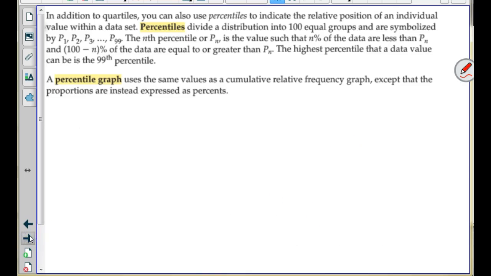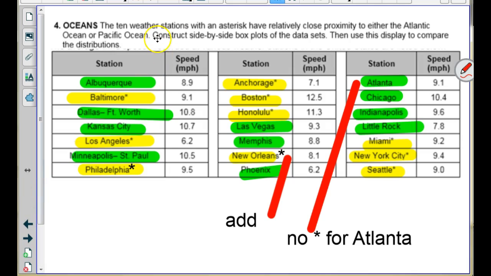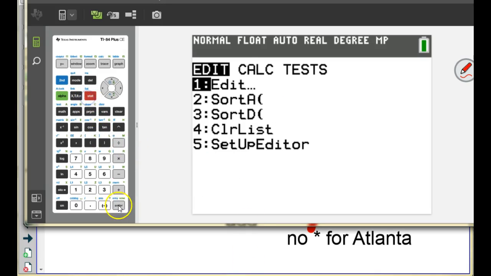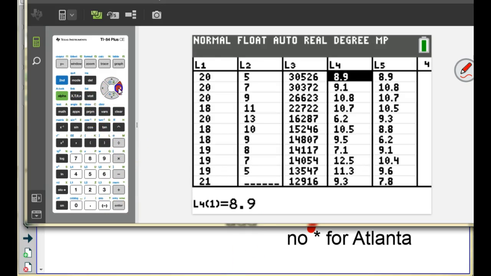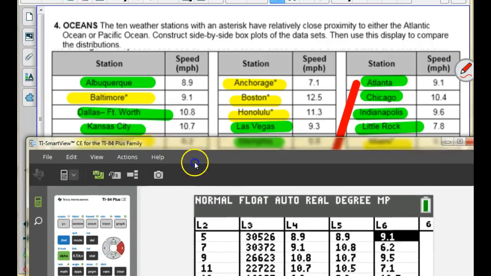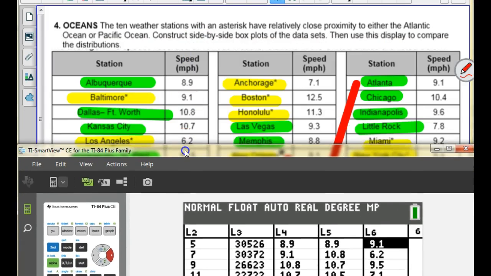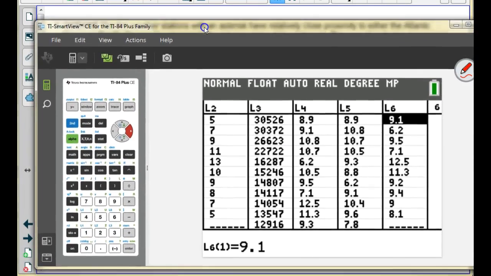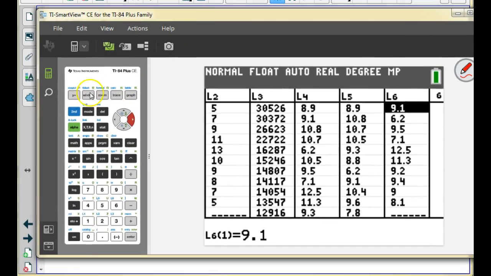All right, they want us to construct side-by-side box and whisker plots, which means I've got to go real quick and look where mine are. Somebody help me here. They are in 5 and 6, but I did the green ones first. What did we do first? The yellow ones? Did you do yellow first? Okay, so I'll put 6 and then 5 in mine.